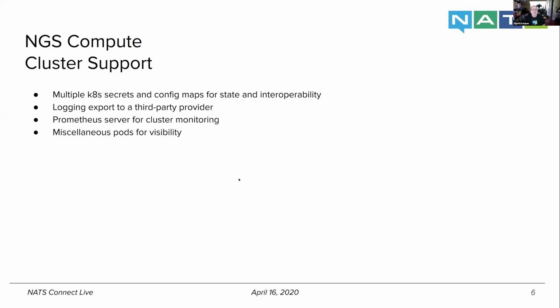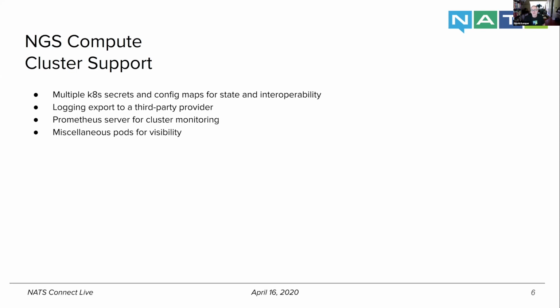In addition, in the NGS compute cluster, as I mentioned, there are multiple Kubernetes secrets. Some of them are TLS. There's also a secret, obviously, for the third-party DNS provider so that we can do that IP update. We've got some config maps for state and interoperability of the various working pieces that we've provided. We're exporting our logs to yet another third-party provider. That gives us an ELK stack, so we can use the Kibana dashboard to look at events that have happened.